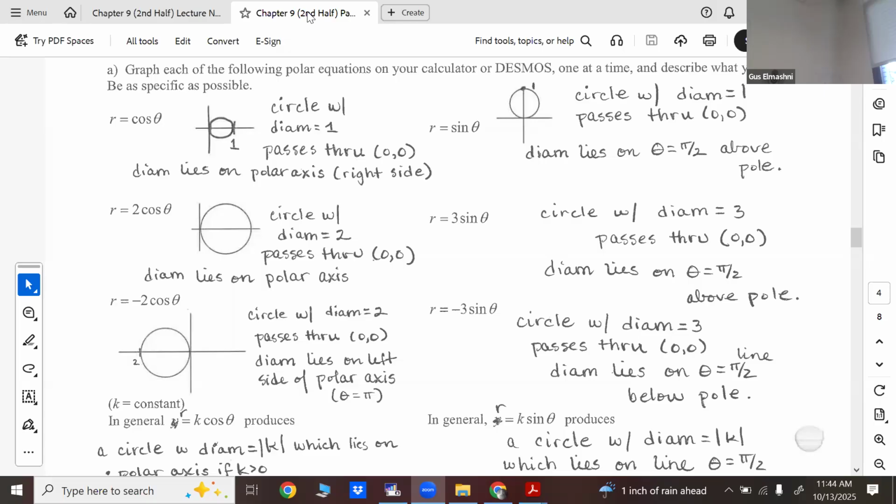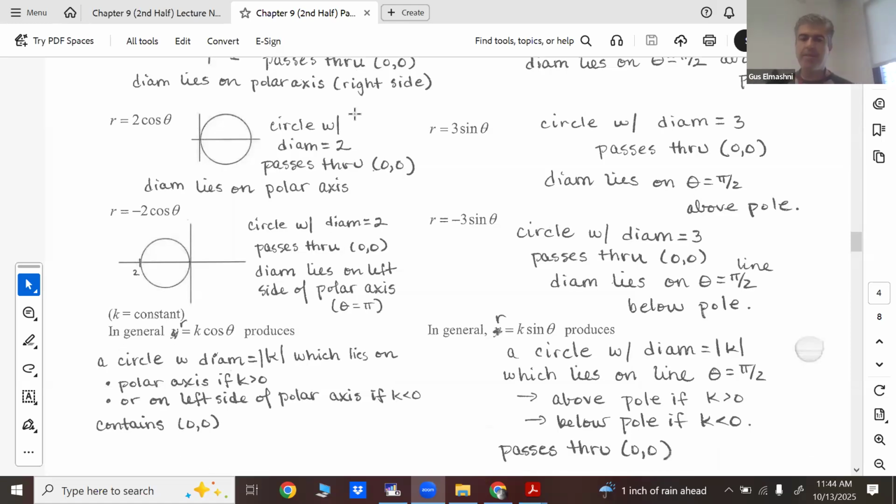In general, r equals k cosine theta, or r equals k sine theta. k is going to be your diameter, the absolute value of k, by the way. You don't say your diameter is negative, right? You don't have negative physical dimensions. And if it's cosine, that's going to be the polar axis. It's above if k is greater than 0, below if k is less than 0. If it's sine, it's theta equals pi over 2. Sorry, I'm going to say left or right for cosine, up or down, or above or below for sine. Those are the generalizations there.